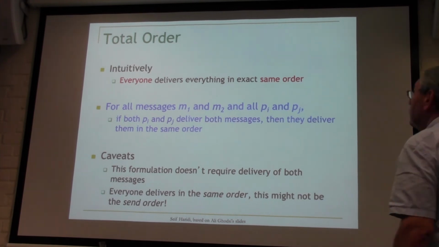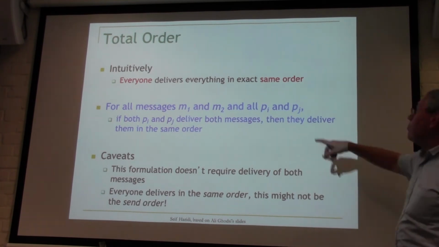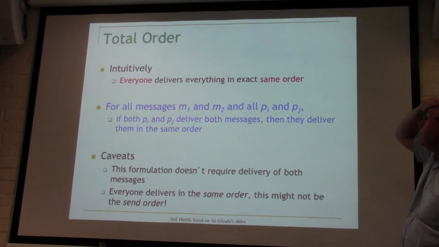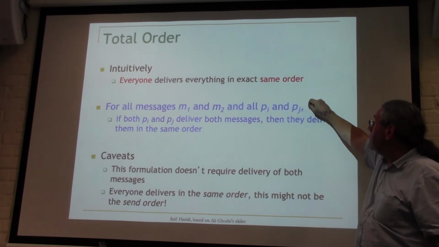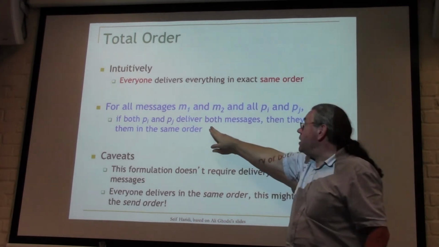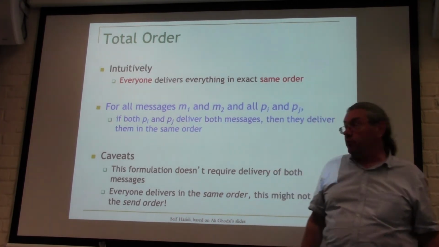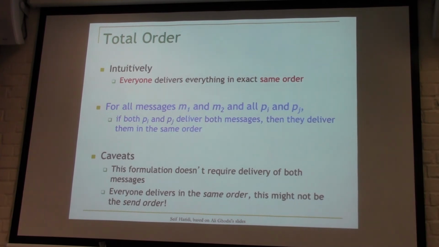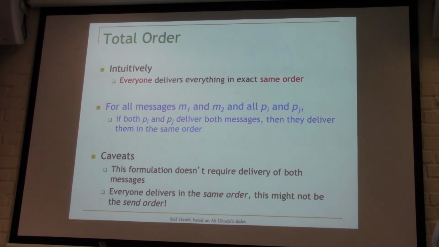Here's another order, total order. This is also something we saw, but I want to give you a precise definition. The idea is everybody is delivering in exactly the same order. So what is the formal property? For all messages and all Pi, Pj, if both Pi and Pj are delivering both messages, then they deliver them in the same order. So again, little alarm bells have to be ringing. This formulation does not require delivery of both messages.